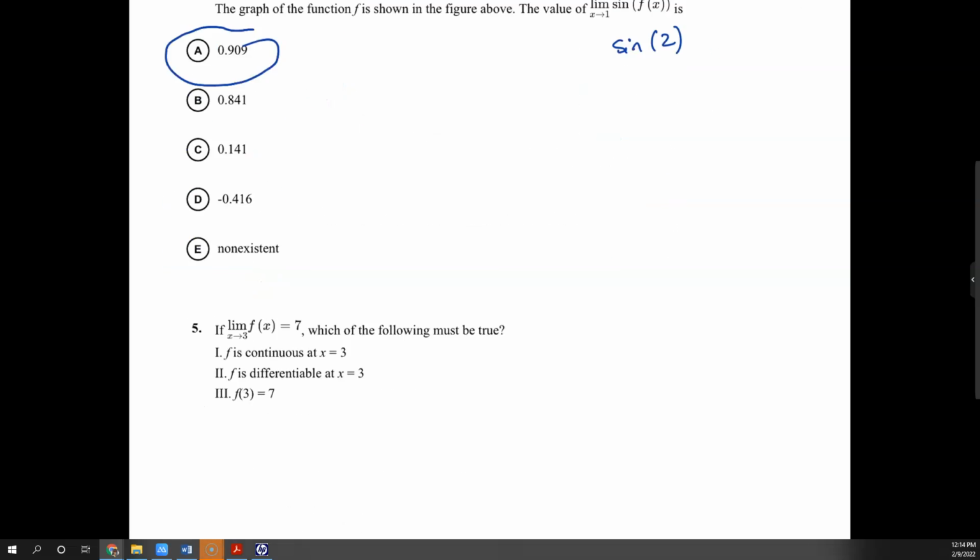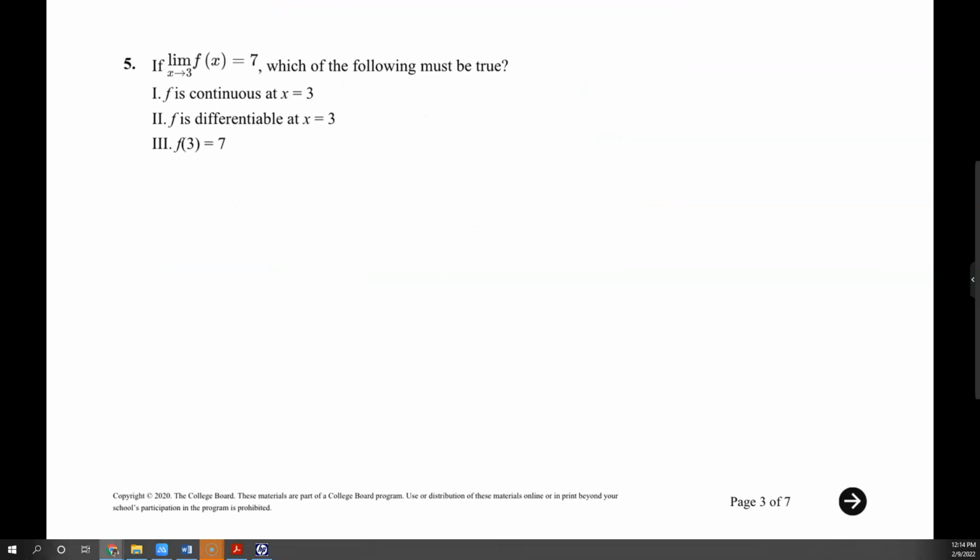Here we go. If the limit as x approaches 3 equals 7, which of the following must be true? Now, when it tells you which of these must be true, what you want to do is look for a counterexample, something that would make it not be true, because that would help me, right? So as I'm approaching 3, and this is 7 up here, could the limit exist and it not be continuous? Yes, for sure, because it could go like that, right?